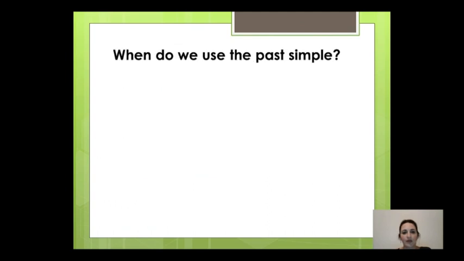Okay, let's move on. Now we're going to talk about the use of this tense. When do we use the past simple? To talk about a completed action in the past.